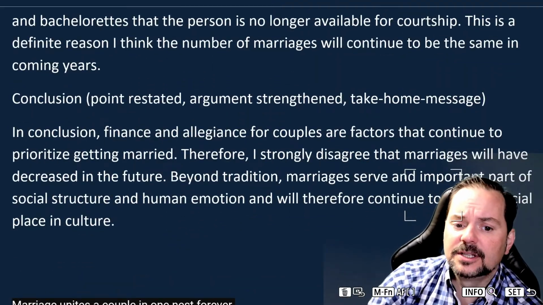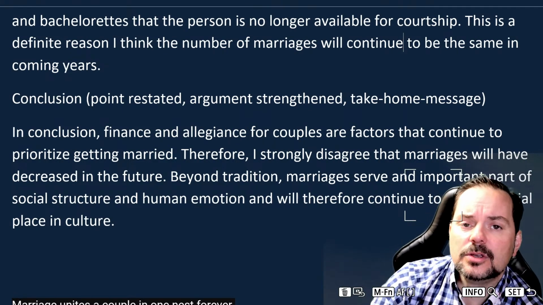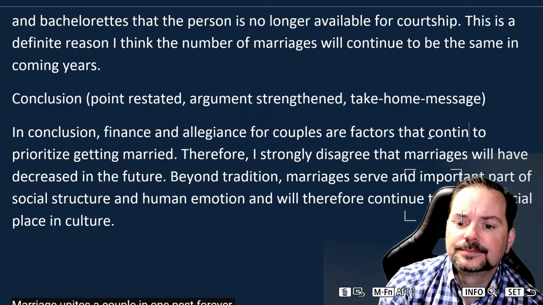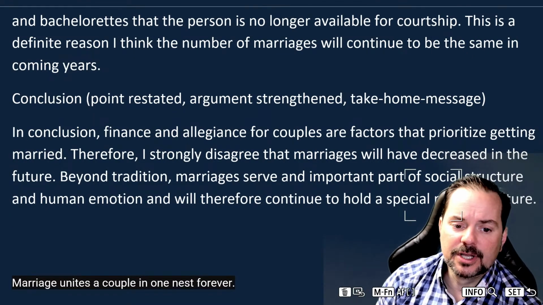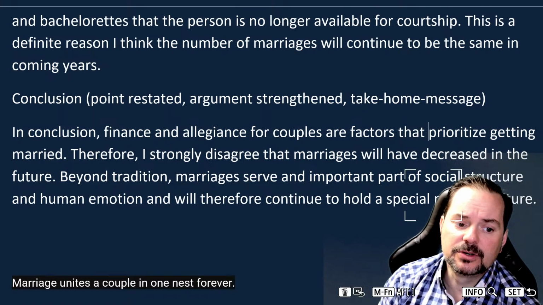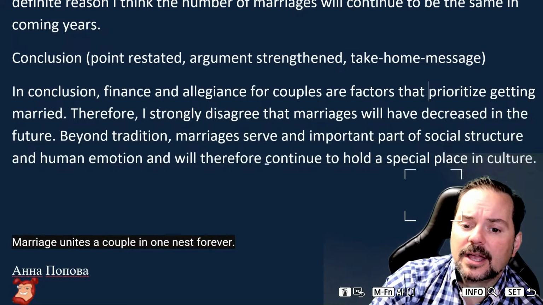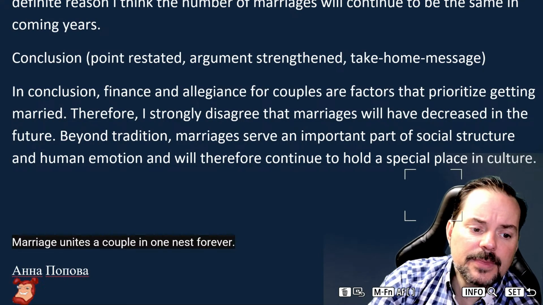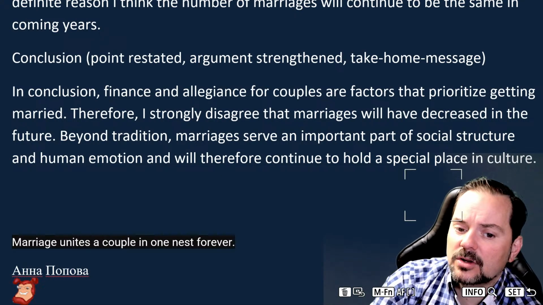In conclusion, finance and allegiance for couples are factors that continue to prioritize. Continue. Let's paraphrase here. Are factors that, just make it simpler. Prioritize getting married. Therefore, I strongly disagree that marriages will have decreased in the future. Beyond tradition, marriages serve an important part of social structure and human emotion, and will therefore continue to hold a special place in culture.